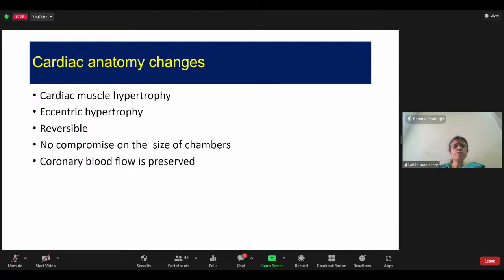Now what is the difference between the hypertrophy you see in a hypertensive patient and in a pregnant patient is that there is no compromise on the size of the chambers. For example, severe left ventricular hypertrophy can lead to decrease in the available volume of the left ventricle. So this can ultimately result in impaired diastolic relaxation. Whereas in pregnancy, there is no compromise on the size of the chambers, and it is often an eccentric hypertrophy. In addition, there is no compromise in the coronary blood flow also, because the angiogenesis is preserved. So it is called physiological angiogenesis and eccentric hypertrophy.